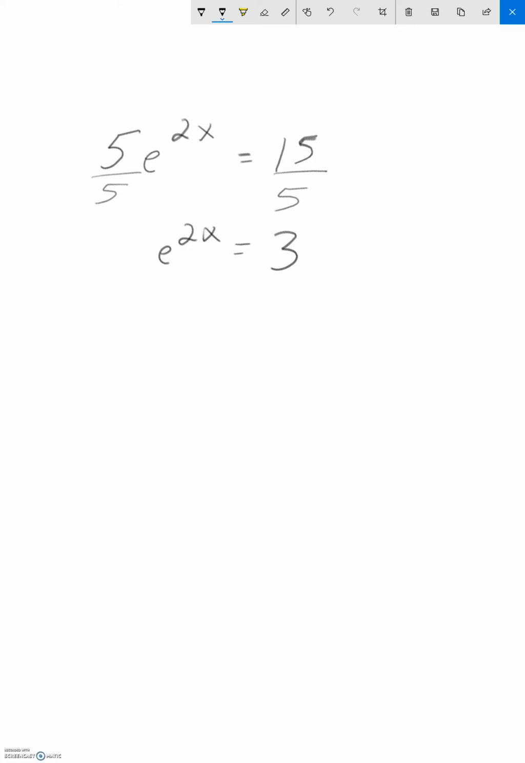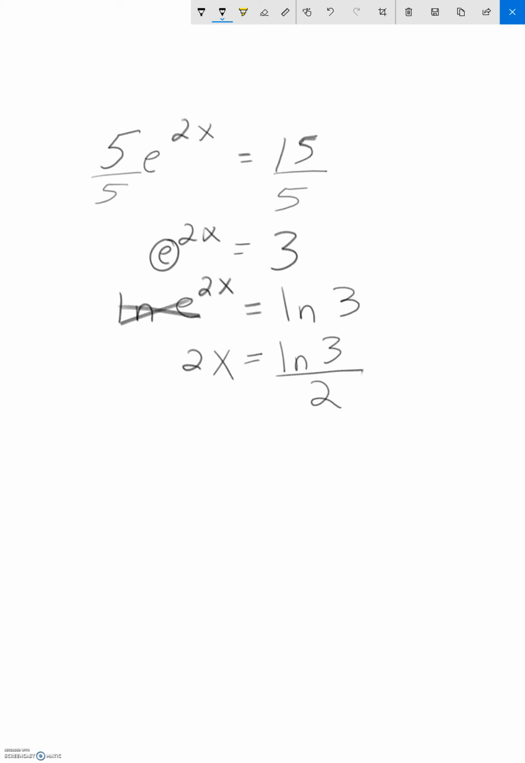And now let's just take the natural log of both sides. Since we're dealing with base e, we're going to use the natural log. In this case it's a little bit different. I'm going to take the natural log of e to the power of 2x is equal to the natural log of 3. The reason I didn't bring this down in front is because the natural log of e is going to cancel. I'm just going to have 2x is equal to the natural log of 3. So x is going to be the natural log of 3 divided by 2.